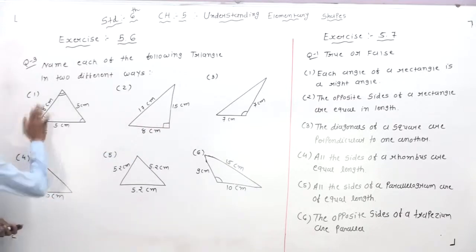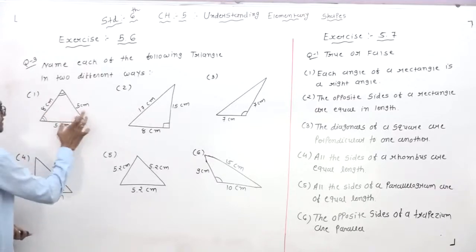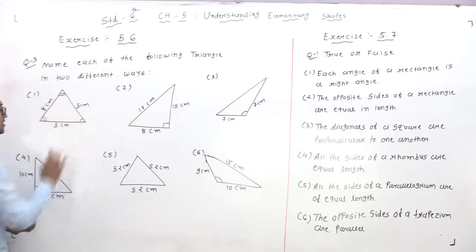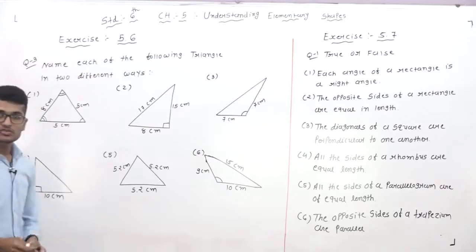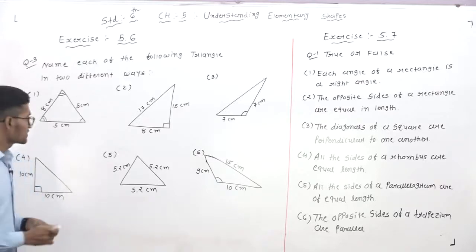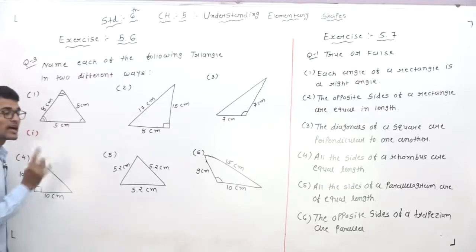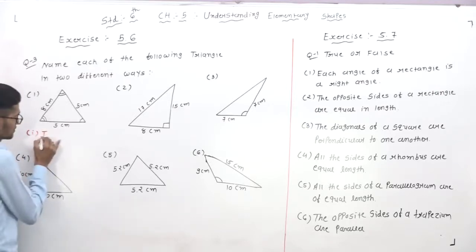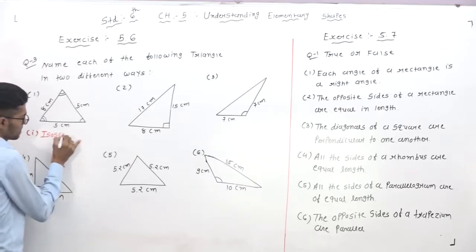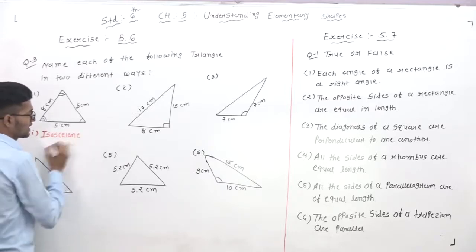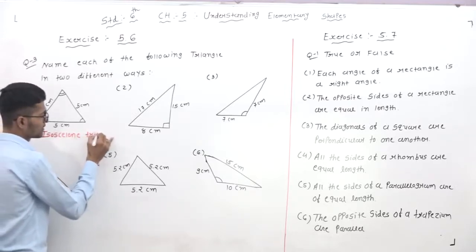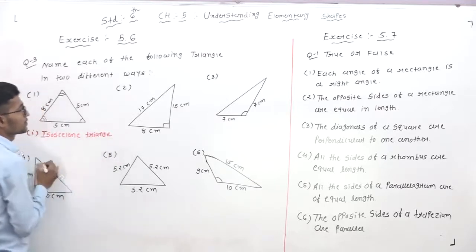First one: here is a given triangle with sides 8 centimeter, 5 centimeter, 5 centimeter. It means two sides are the same. So dear students, if in any triangle two sides are the same, it is called which type of triangle? Isosceles triangle. Write down isosceles triangle. This one is our first way.